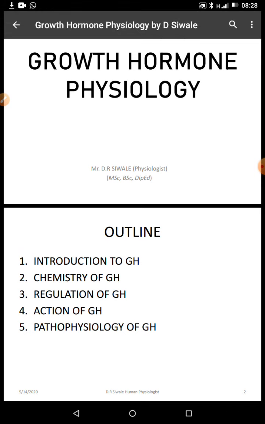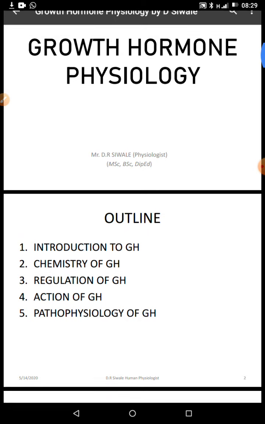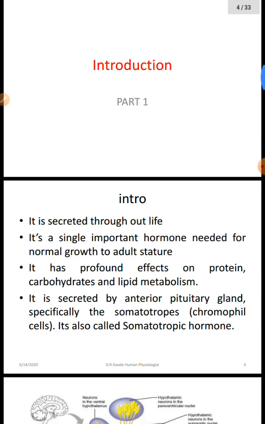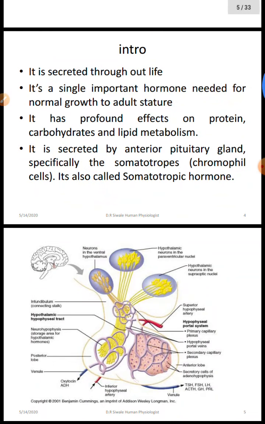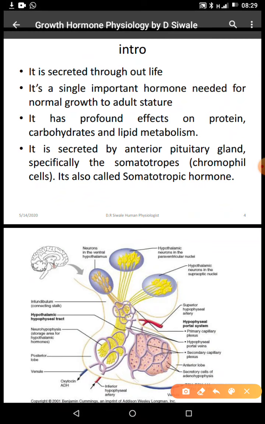Considering the broad nature of this task, that is growth, it is not surprising that growth hormone has profound effects on protein, carbohydrate, and fat metabolism. So it is secreted throughout life by the anterior pituitary gland, specifically the somatotropes, which are also called the chromophil cells. Therefore, because it's secreted by the somatotropes, it is called somatotrophic or somatotropic hormone.